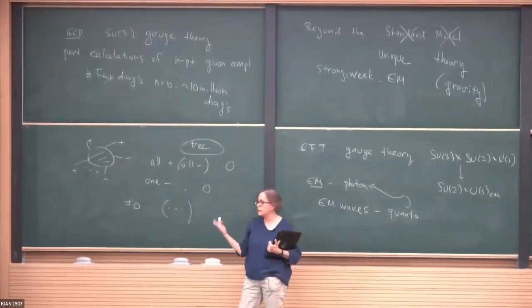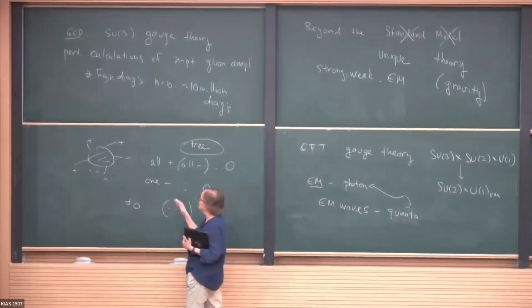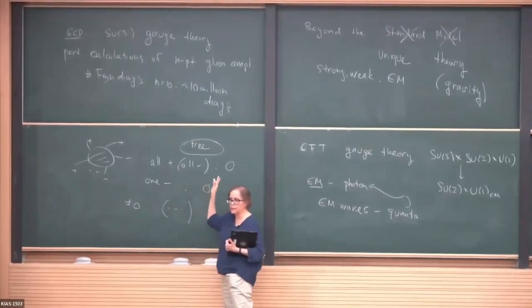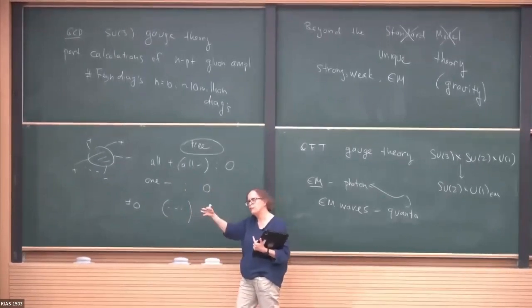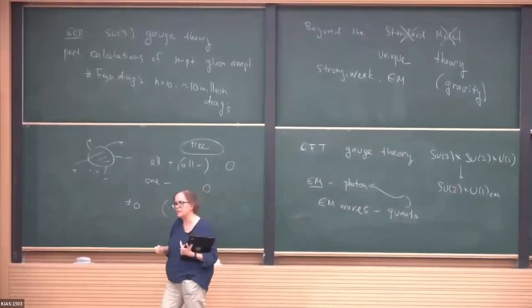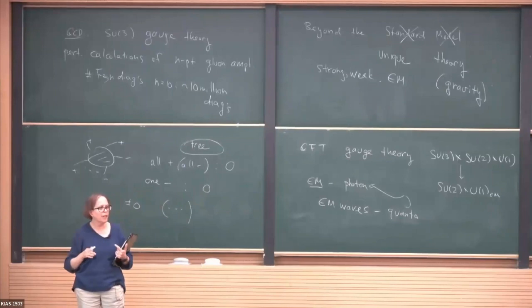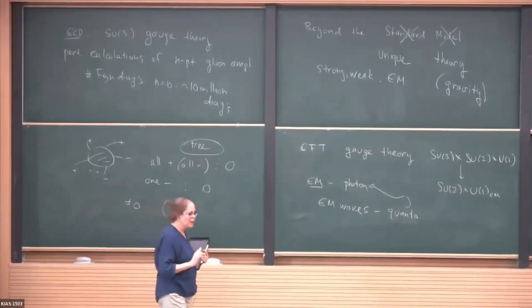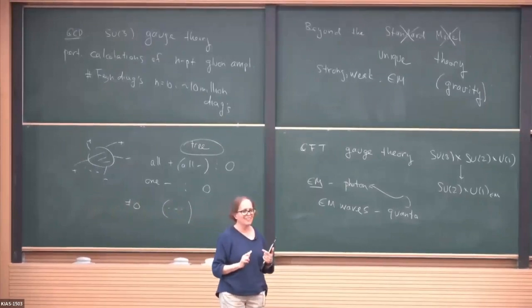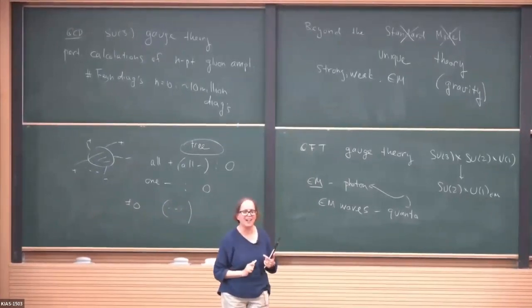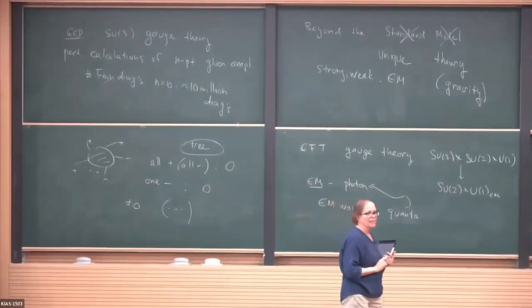What's going to happen at the loop level is that these zeros are going to get corrected. Also, the number of Feynman diagrams will proliferate even more. So certainly ask me questions, feel free to interrupt. This way I also will not fall asleep due to jet lag and being after lunch. Okay, good.